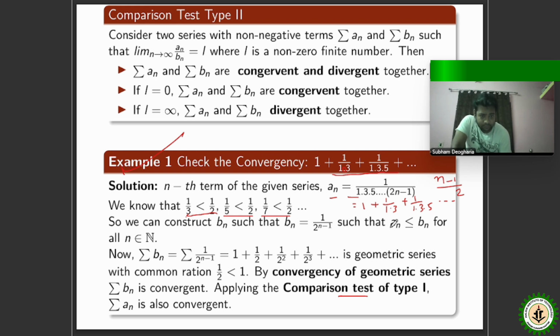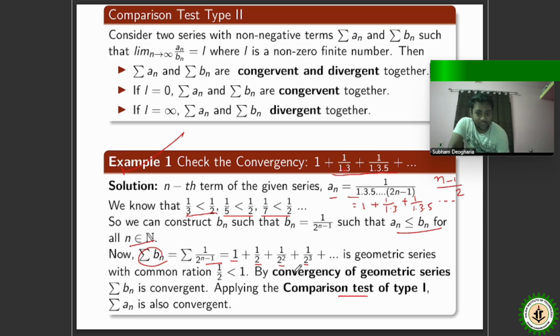Now here, a_n is less than or equal to b_n for all n. Yes or no? Okay. Now the summation of b_n is the summation of 1 by 2 to the power n minus 1, and this series can be written as 1 plus 1 by 2 plus 1 by 2 squared plus 1 by 2 cubed and so on.